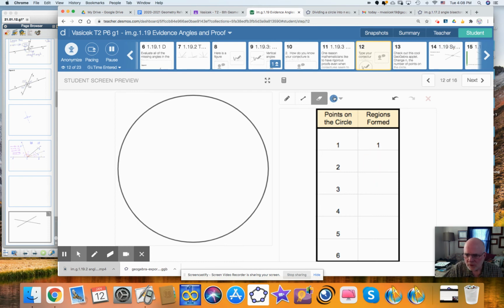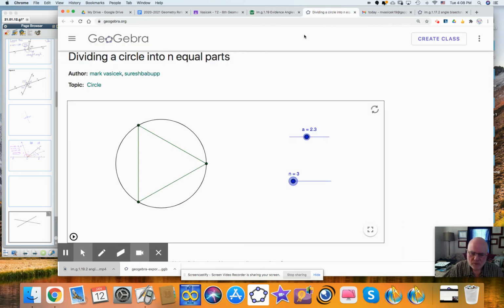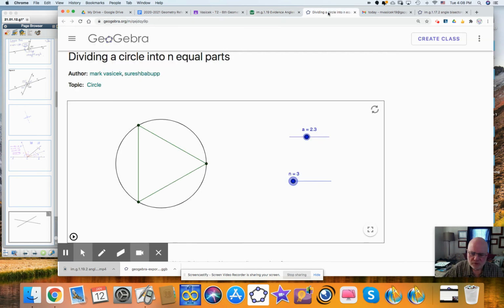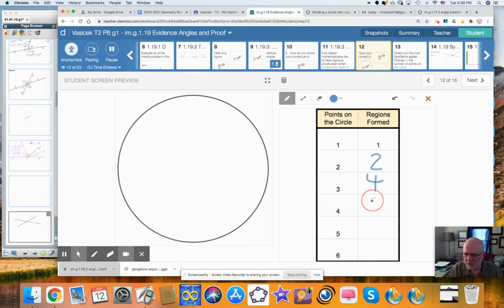I need to go here. 3 points on the circle. How many regions? 1, 2, 3, 4. Okay. This is interesting, isn't it? There's 4. What about 4 points on the circle? If we do 4 points on the circle, we have going up and down 1, 2, 3, 4, 5, 6, 7, 8. There's 8 regions. Oh, I'm noticing a pattern.